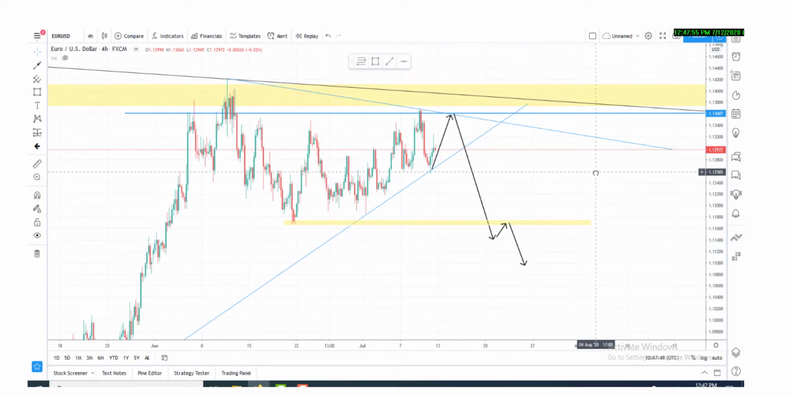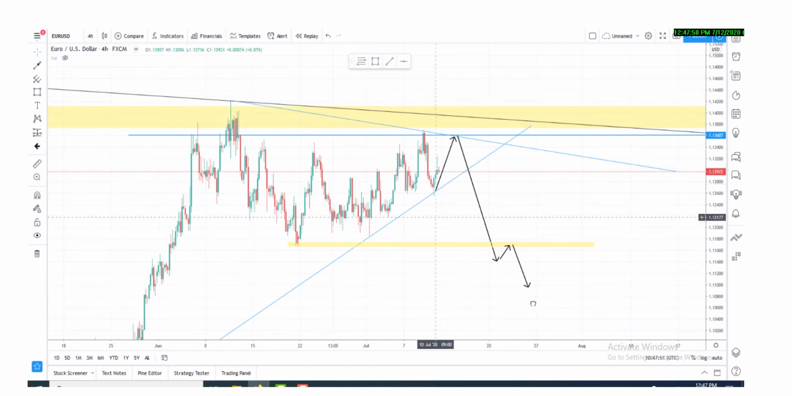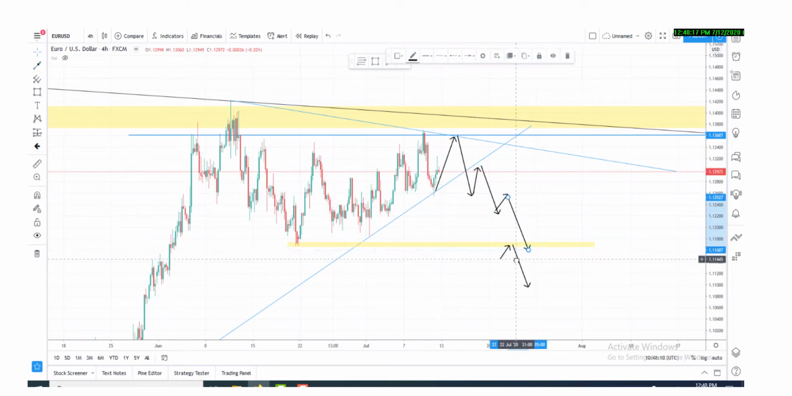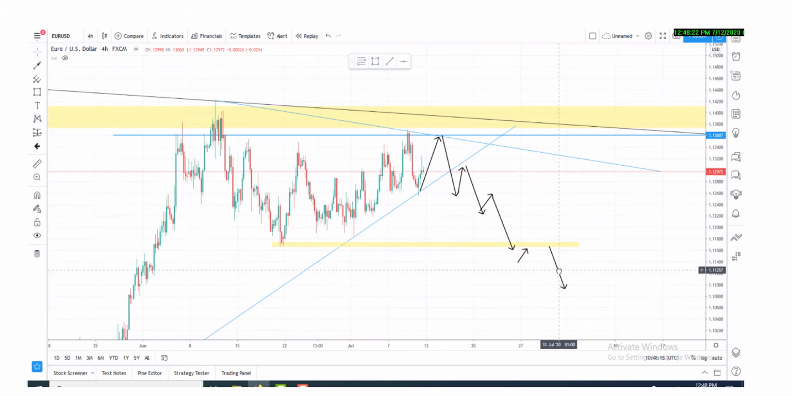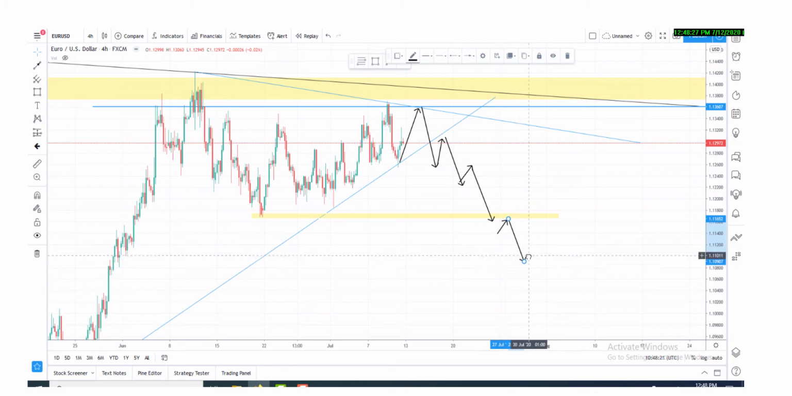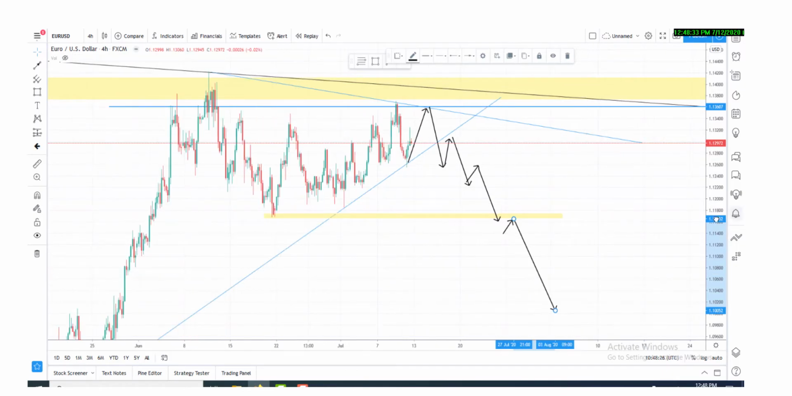So guys, if we have this break, let me make it more clear. If we have a break, retest here, rejection, we break the trend line, we retest it. We come down here, we break this area, we retest this area, we reject it, we can come down here. And after that, if we break and retest this area, we can think that we can come down to 1.10 and retest this significant level for this pair.